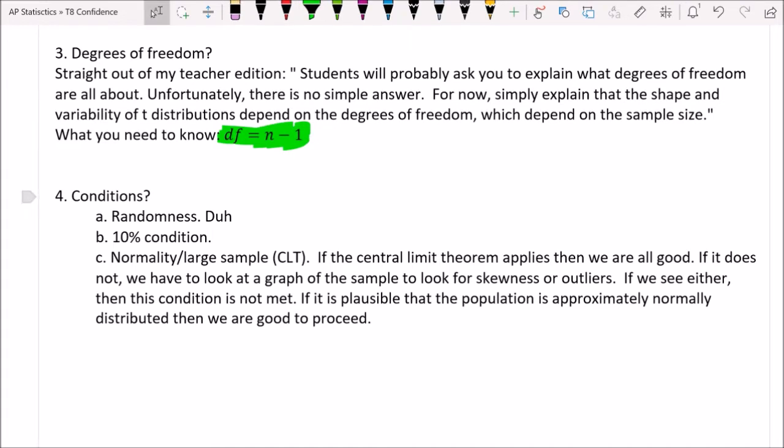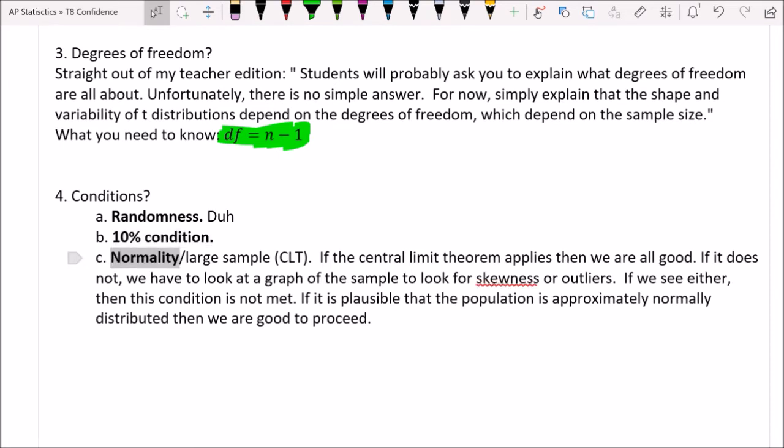I probably want to put these in bold because there's something that some students will forget. You got to have randomness. Obviously, everything in this class has had that, okay? This also has to meet the 10% condition in order to use a confidence interval for a mean. And then you also have to do something to establish normality of the sampling distribution. So one way of doing that was the central limit theorem.